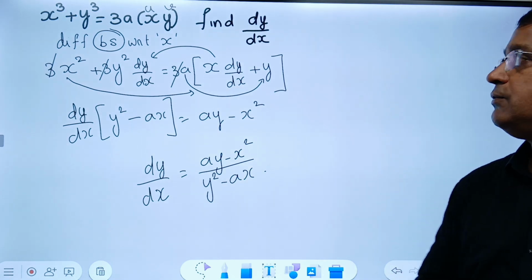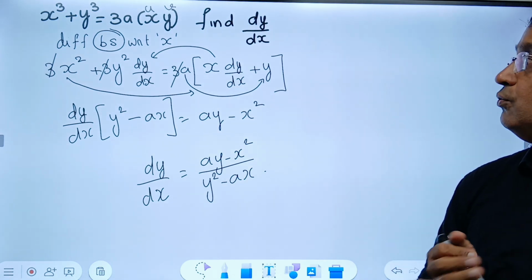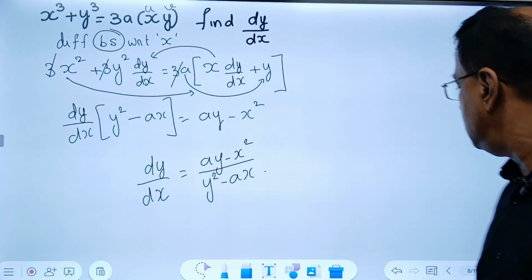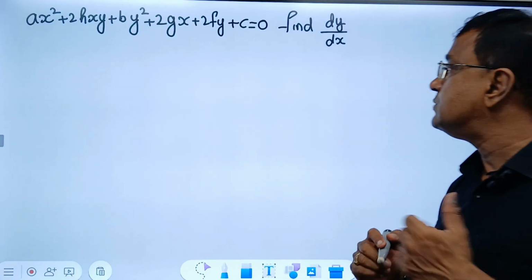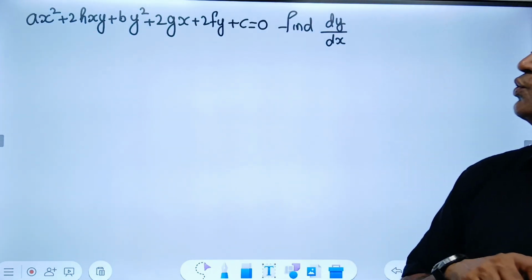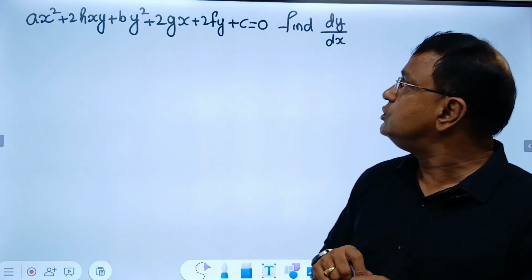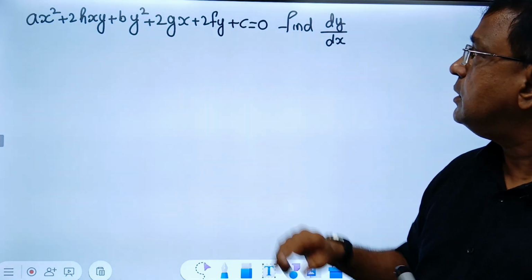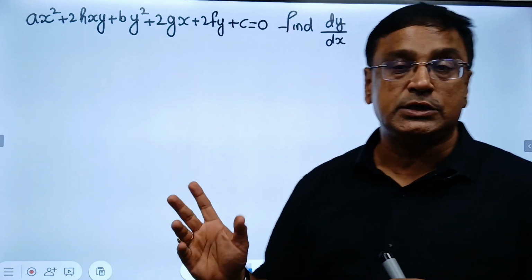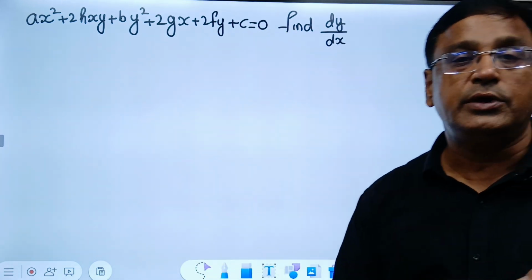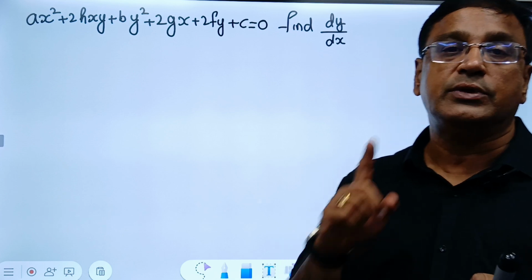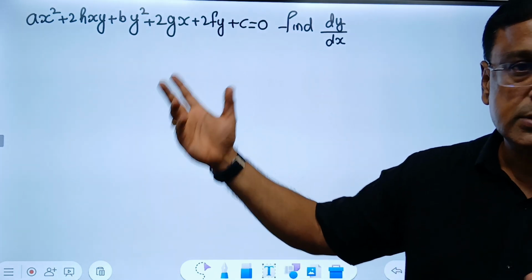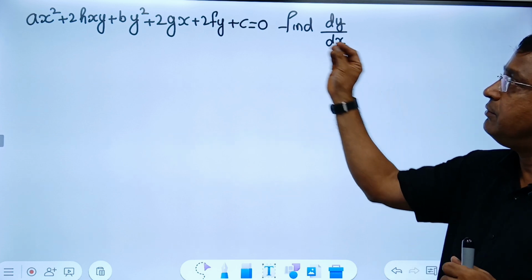Simple, direct, straightforward problem. So this is how you find dy by dx of an implicit function. I hope this is clear. Let's go to the next very nice problem. It is ax square plus 2hxy plus by square plus 2gx plus 2fy plus c equal to 0. One of the most beautiful equations in mathematics. This is nothing but the equation of a conic section. It will describe pairs of straight lines, a circle, parabola, ellipse, hyperbola under various conditions. One of my favorite equations.